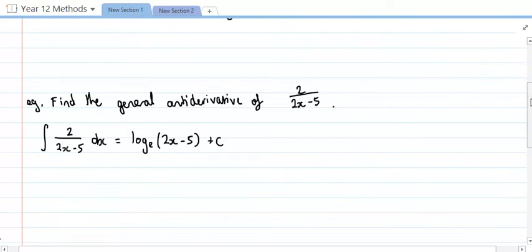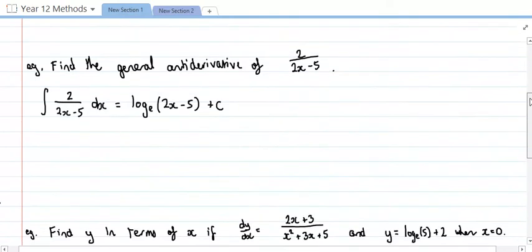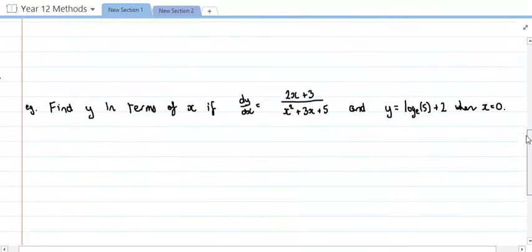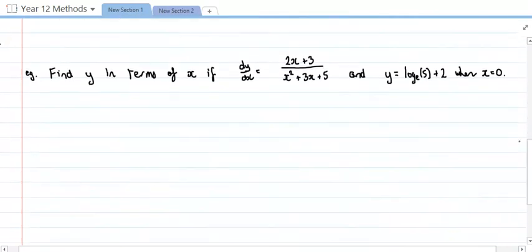Well, that was a pretty quick and easy question. Let's skip on. A little bit more complicated this time. Okay, this is a pretty extreme example. So find y in terms of x if dy dx equals all that mess, and y equals log e of 5 plus 2 when x equals 0. So what I'm going to do here, again, I'm looking at this and I'm seeing right away that the numerator is the derivative of the denominator.